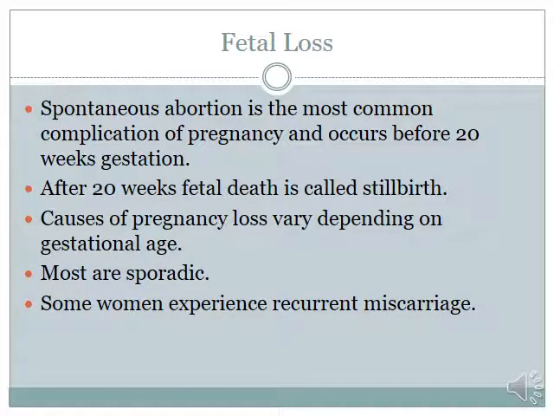Looking at fetal loss, spontaneous abortion is the most common complication of pregnancy. Pregnancy loss has been defined as a spontaneous abortion if it occurs before 20 weeks gestation. It's defined as stillbirth when there is fetal death after 20 weeks. The causes of pregnancy loss vary depending upon gestational age. Most are sporadic, and some women experience recurrent miscarriage.